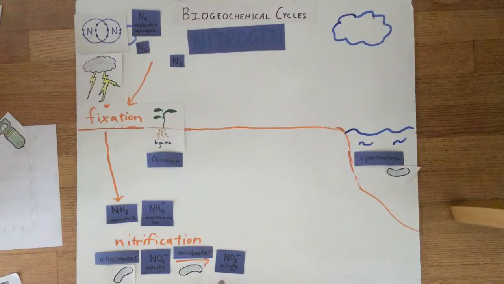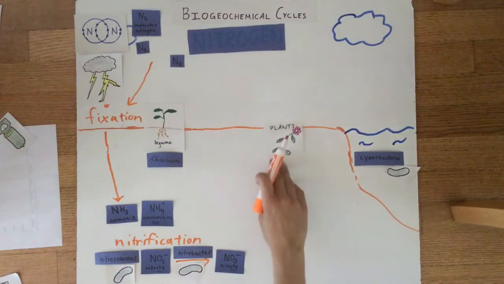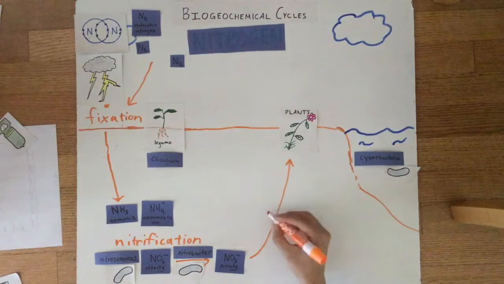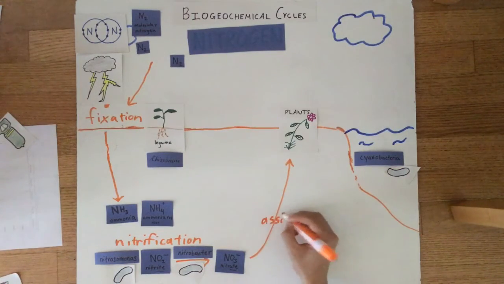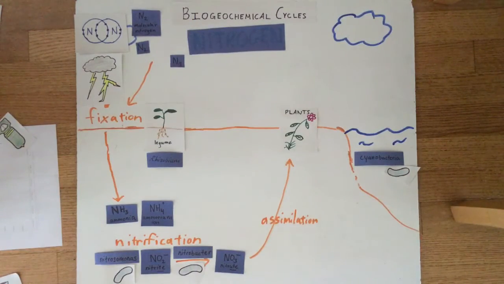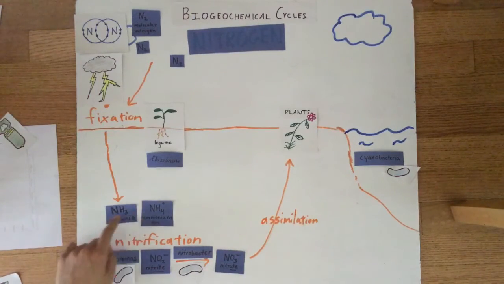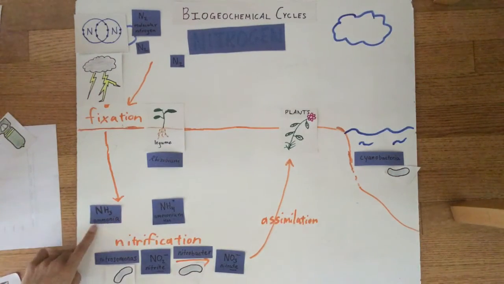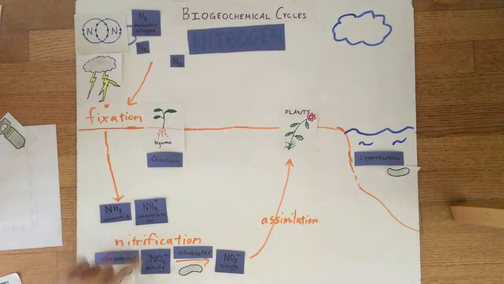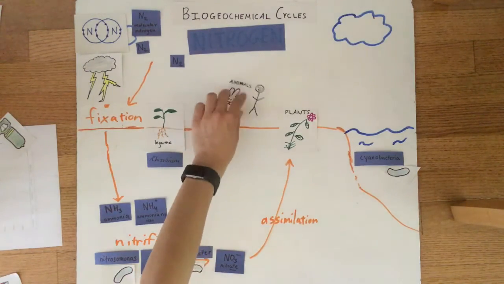Once in nitrate form, plants are able to assimilate NO3- and NH4+ into organic compounds for their use in building proteins or DNA molecules. Assimilation is the process of plants taking in the nitrogen in their environment and using it to build organic molecules. At this point, let's make a distinction between ammonia and ammonium. Ammonia is a neutral molecule, while ammonium is an ion with a charge of 1+, since it has an extra hydrogen. Next, nitrogen is distributed through ingestion when animals eat plants.